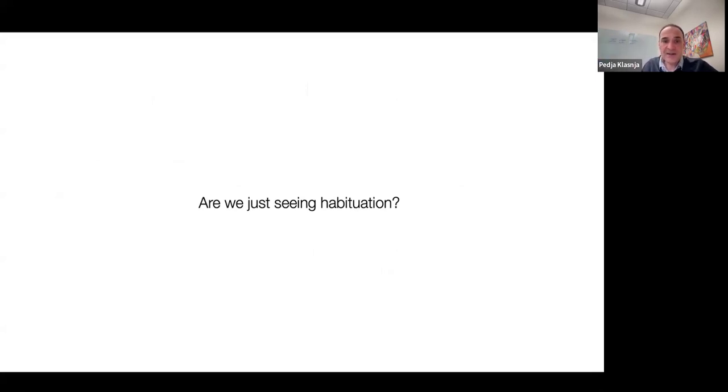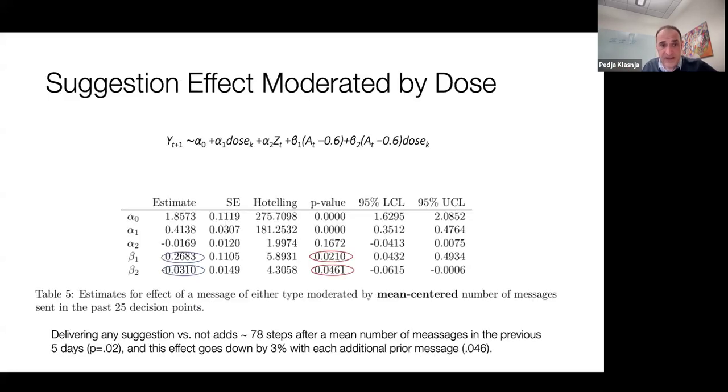So to look at that question, we started running some additional models, and I'll throw some regression tables on the next few slides. But for all of them, I have the summary of what they're actually showing at the bottom of the screen, so you don't need to worry about trying to plow through the regression tables. But I think it's actually really interesting what we ended up seeing here. So the first thing we did is basically saying, if habituation is what's going on, in that case, we should see an effect of the dose of the previous suggestions received on the effectiveness of the current suggestion.